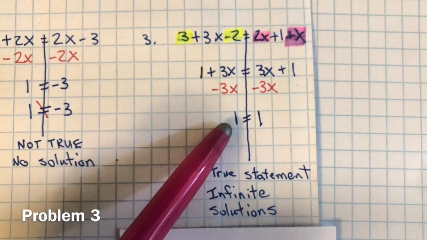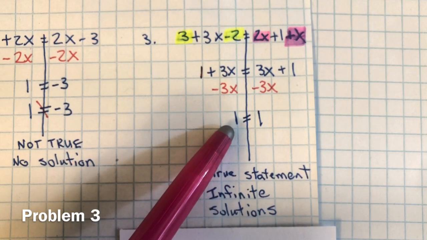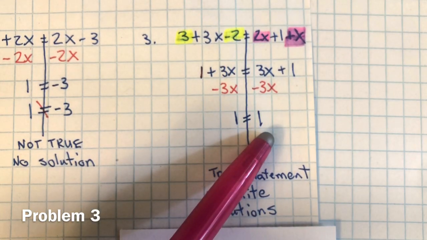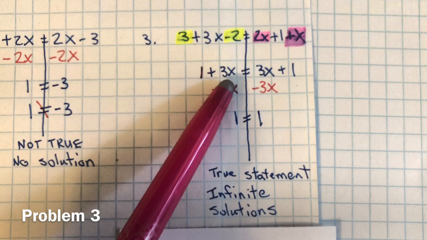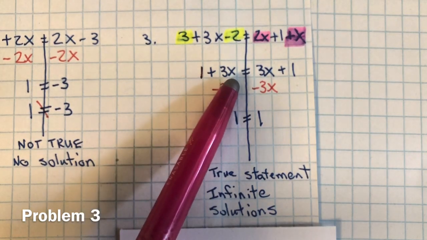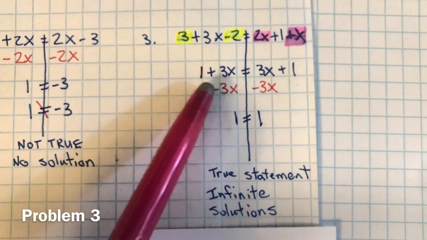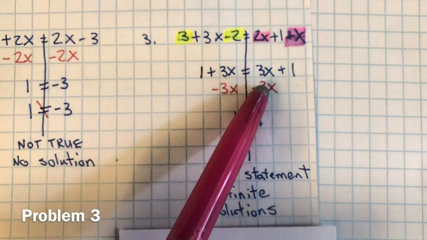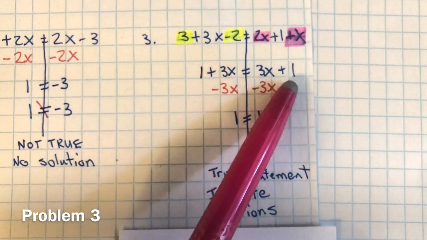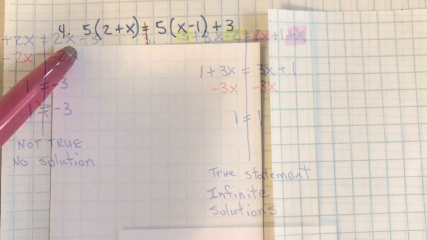When you have the same term or terms on the left side as you do on the right side, that means that it doesn't matter which number you put in for x, it will always be true. If x equaled 10, 3 times 10 is 30, plus 1 is 31. 3 times 10 is 30, plus 1 is 31. So they always equal each other.